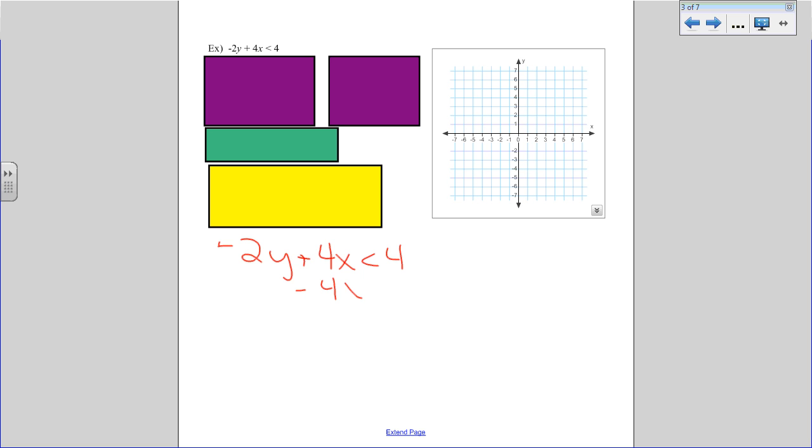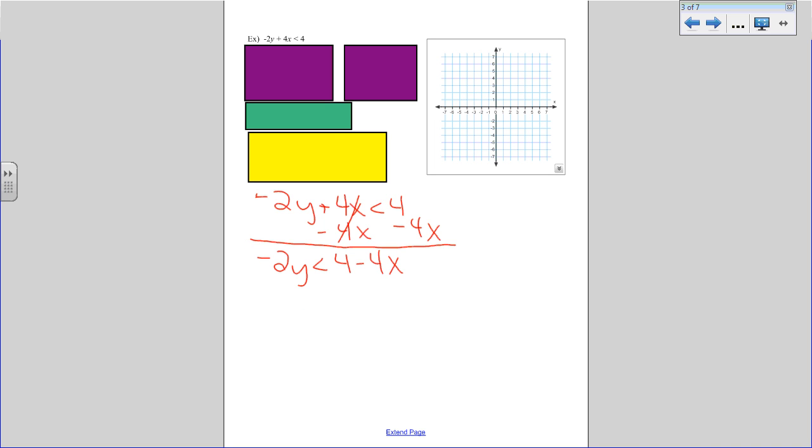So we'll minus 4x from each side. And then what am I going to have to do to finish that up? Divide by -2. Now I heard someone ask, do I have to flip the inequality?